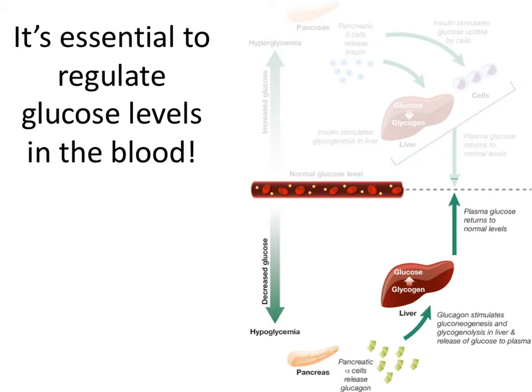We can also think about what happens when we get low on blood sugar, when it's been a long time since we've eaten and we have hypoglycemia or low blood sugar. At that time, our pancreatic cells will release the hormone glucagon, and glucagon stimulates gluconeogenesis in the liver. Glycogenolysis is also stimulated in the liver, that is, breakdown of glycogen into glucose.